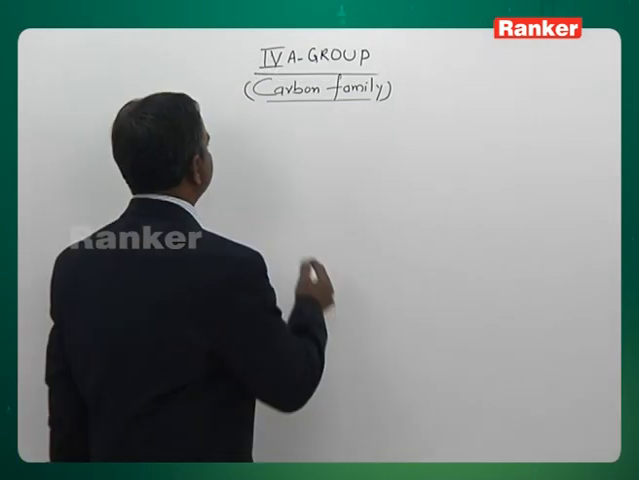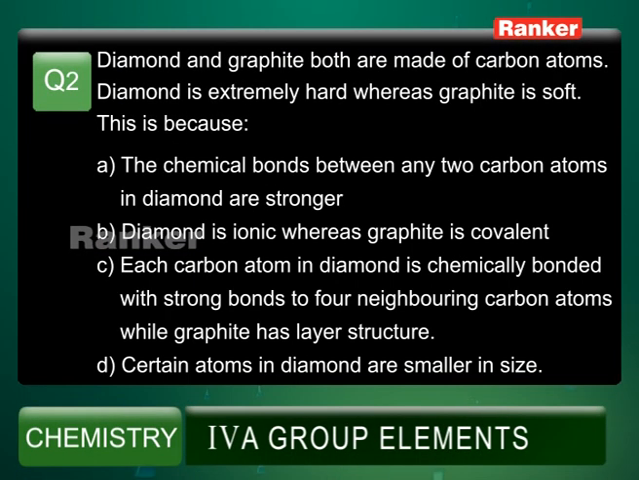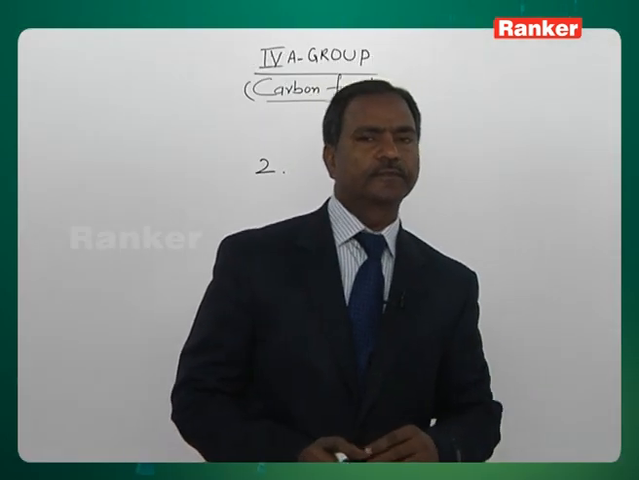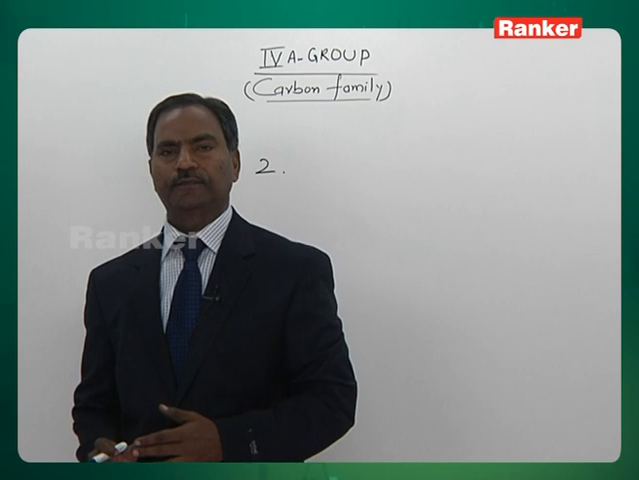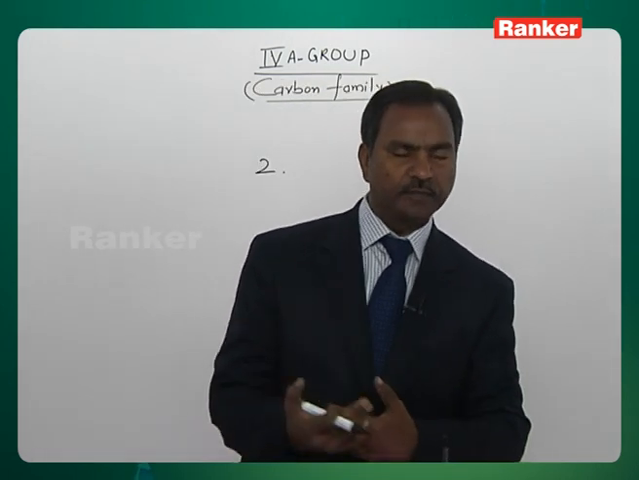Question number 2. Diamond and graphite both are made of carbon atoms. Diamond is extremely hard, whereas graphite is soft. Both are allotropes of carbon, both made up of carbon. What is the reason behind it?